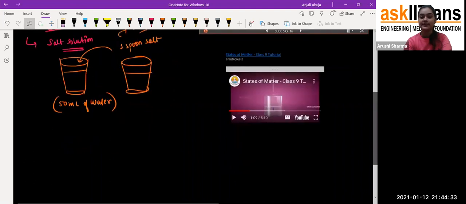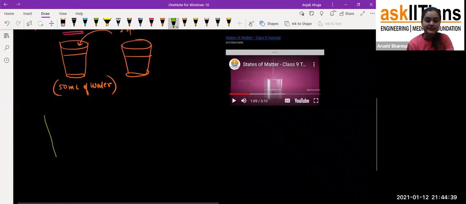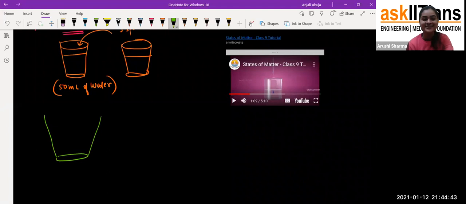So see, students, this is the glass. I'm just drawing a somewhat large glass so that you can understand it easily. And we are talking about water. So these are the particles of water. This is the level of the water, and these are the particles of water.